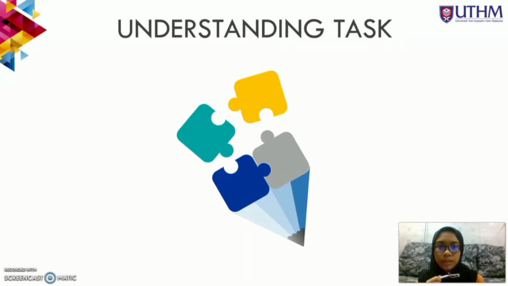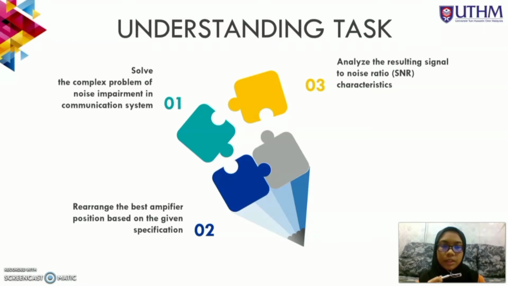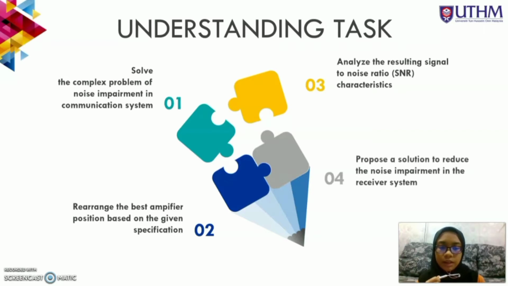For understanding this, first, we need to solve the complex problem of noise impairment in communication system. Second, we need to rearrange the best amplifier position based on the given specification. Third, we need to analyze the resulting signal to noise ratio SNR characteristic. And fourth, propose a solution to reduce the noise impairment in the receiver system.